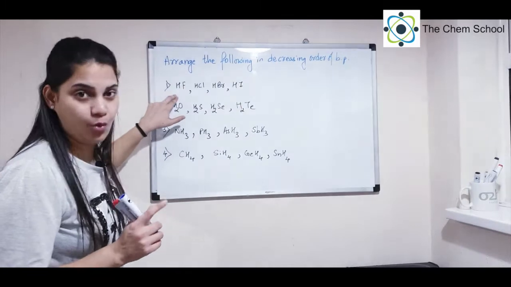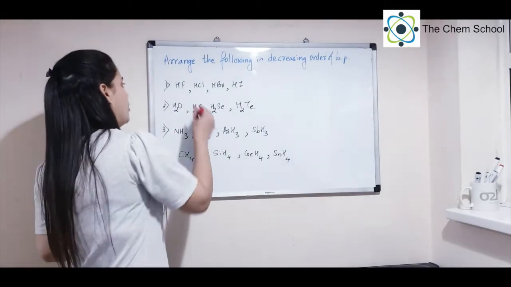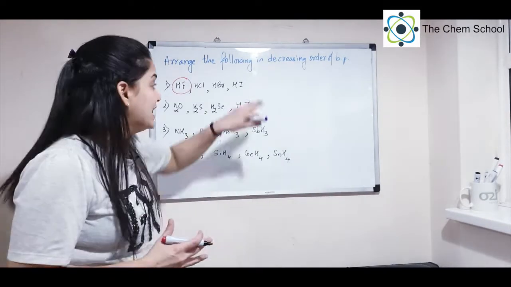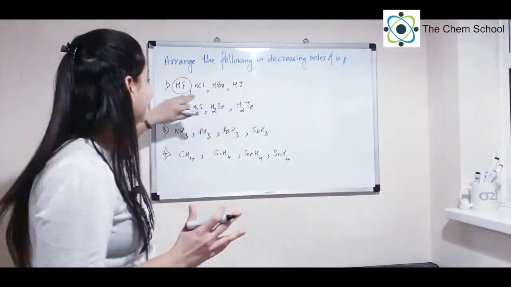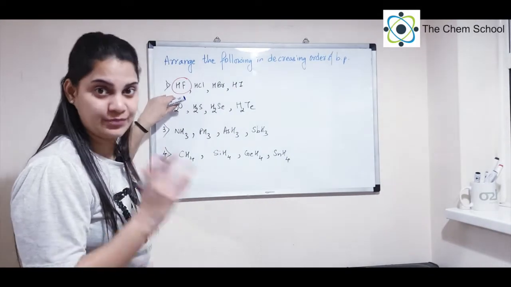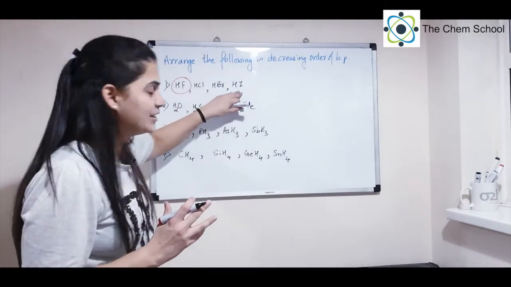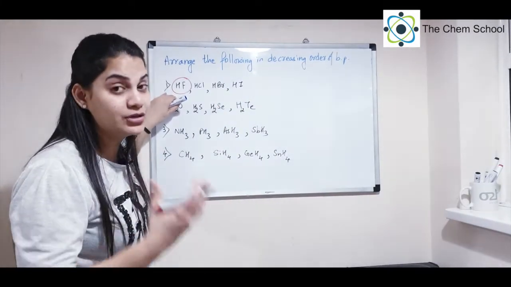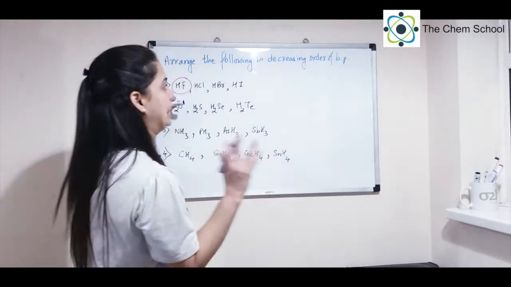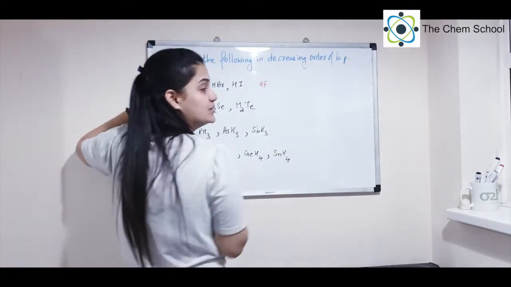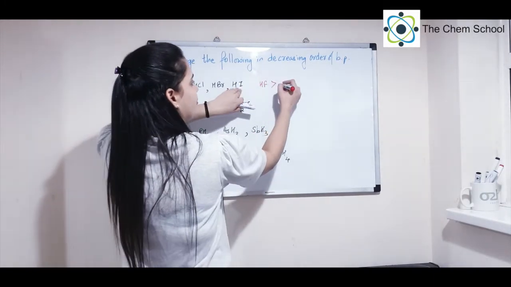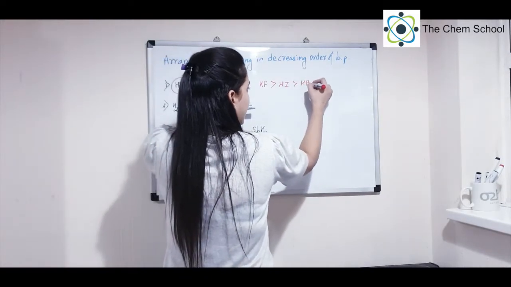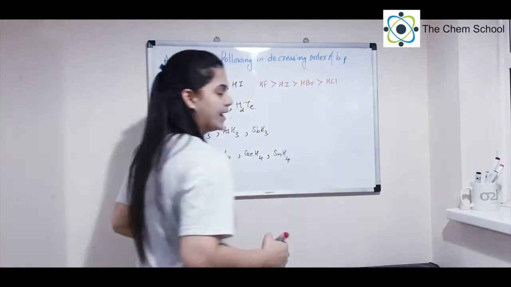compared to HF. Why? Because we know one very important thing, that HF shows hydrogen bonding, and hydrogen bonding is very, very strong. HCl, HBr, HI will have van der Waals forces of attraction, while HF is going to have hydrogen bonding. Clear? Therefore, the boiling point trend will be: HF will have the highest boiling point, followed by obviously HI. Now you will go as per the mass, okay? So HI, then HBr, and the least mass will go to HCl.